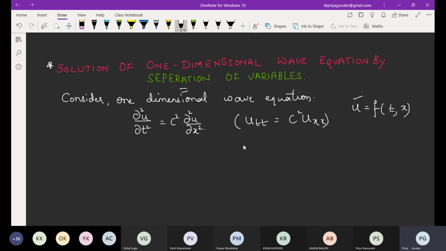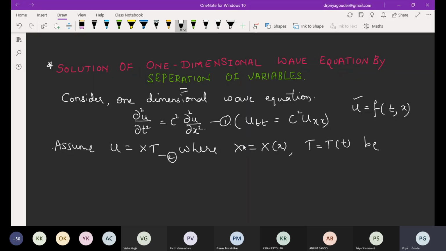So we have to solve it by separation of variables. Let me call it equation 1. Can you tell me what step is to be applied here? Assume u = X T, taking this as equation 2, where capital X is a function of x, and capital T is a function of t.